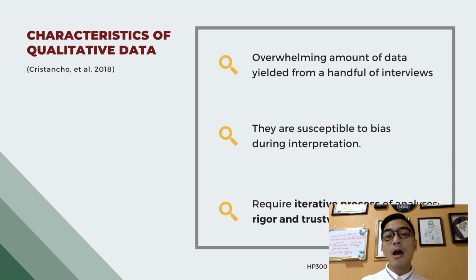Of course, in comparison to quantitative data, it can be overwhelming because you're going to get a lot of them, and it can really be difficult to organize at the very beginning. Another thing about qualitative data is they are susceptible to bias during interpretation. So you need to be more aware of that, and you need to be aware of how you will mitigate the biases that can come along during your analysis.